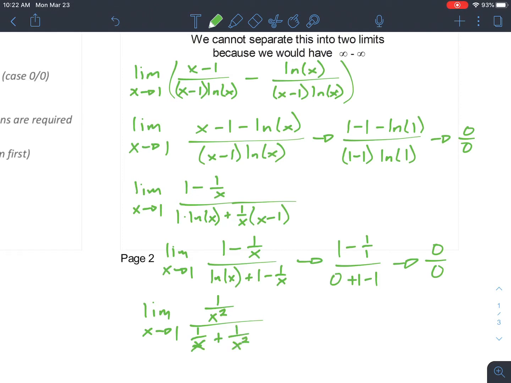And now we're able to evaluate our limit. We could simplify if we wanted, but it's not necessary. When we put in 1, we're going to get 1 over 1 on top. In the denominator, 1 over 1 plus 1 over 1. And we see that this is going to simplify to be 1/2.